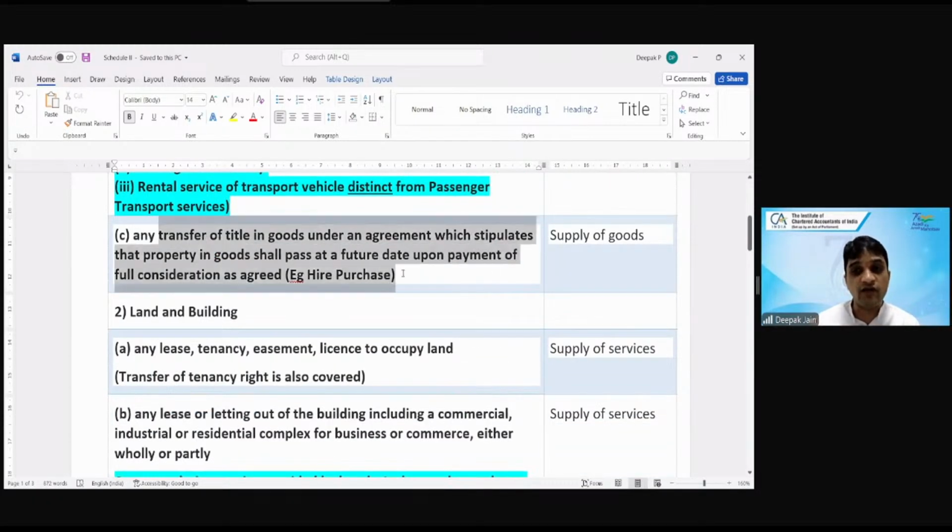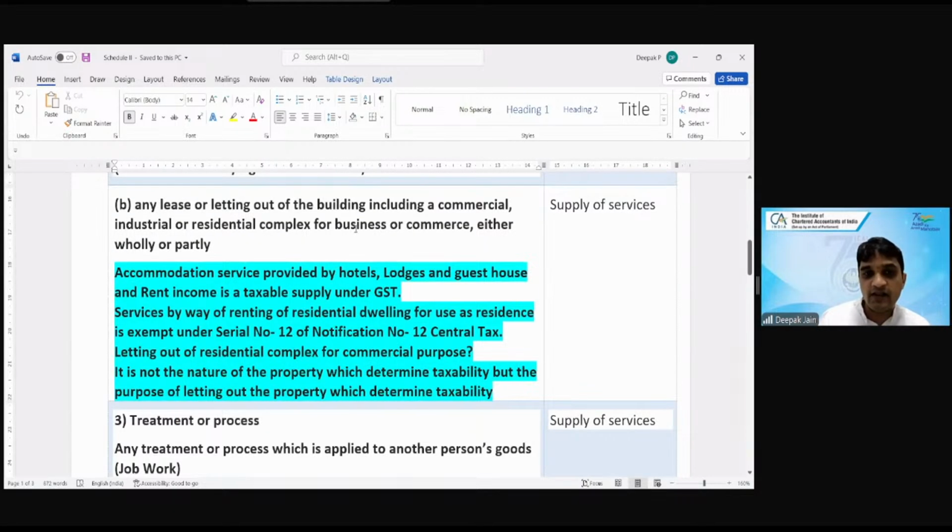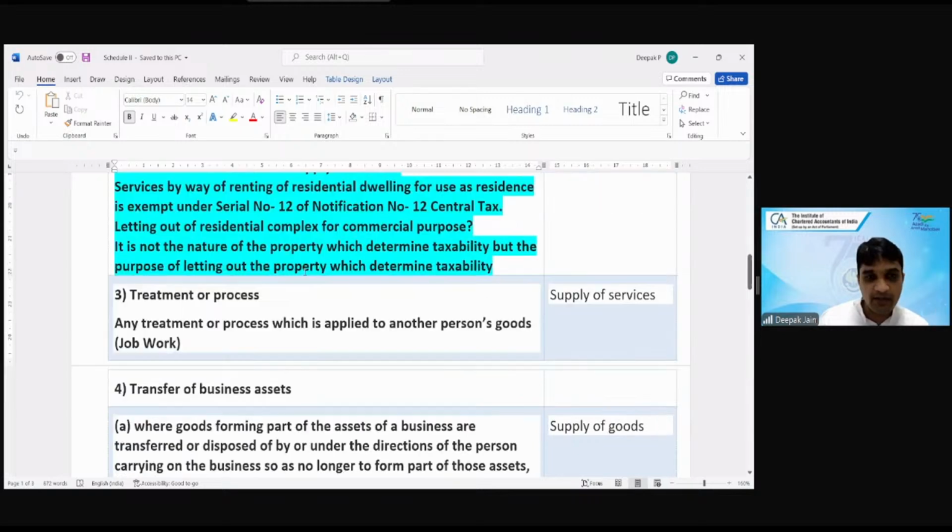Any transfer in title of goods under an agreement which stipulates the property in goods shall pass at a future date upon payment of consideration, that is supply of goods. And in case of land and building, any lease, tenancy, license to occupy land is all supply of service. Letting of property is again leasing or letting out of a building is again supply of service.